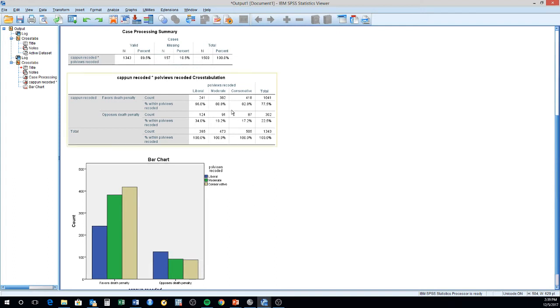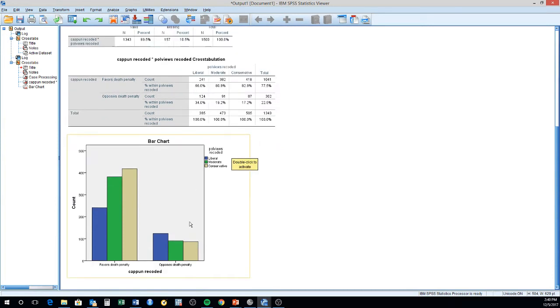Now, what do you see? Each column represents a political ideology, and each row represents whether the respondents favor or oppose the death penalty. When we look at who favors the death penalty, we see that the ideological group most likely to favor it is conservatives, followed by moderates, followed by liberals. And the reverse is also true when it comes to who opposes the death penalty. Liberals are more likely to oppose the death penalty, followed by moderates, followed by conservatives.